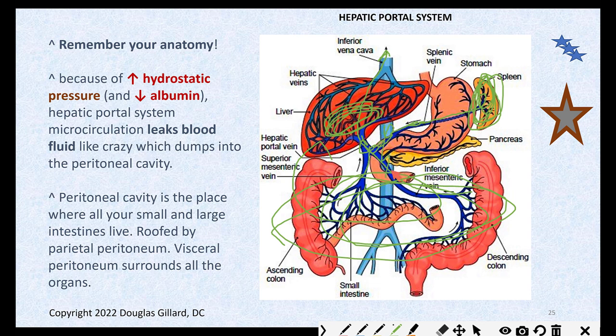Plus, they didn't show very well the inferior vena cava, but that can get crimped as well. And so you can get a backup down the inferior vena cava into the ankles, and you can get dependent edema, swelling around the ankles as well. Make sense?